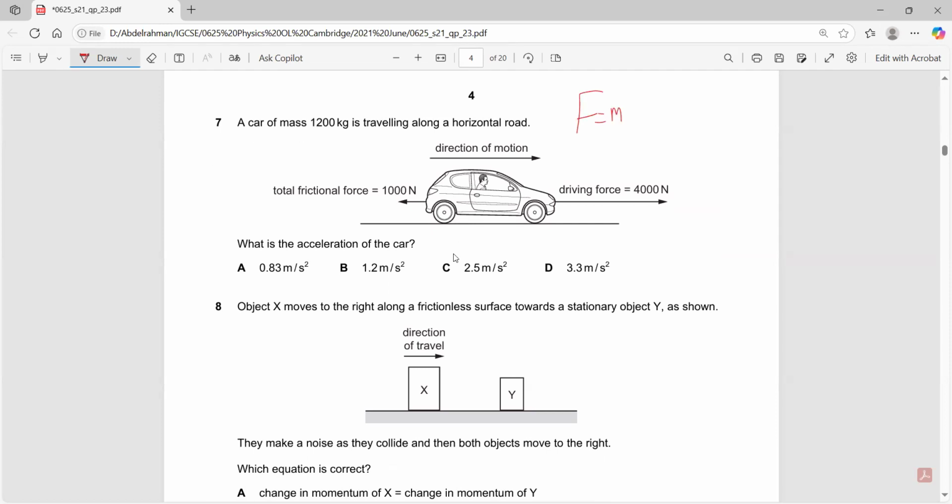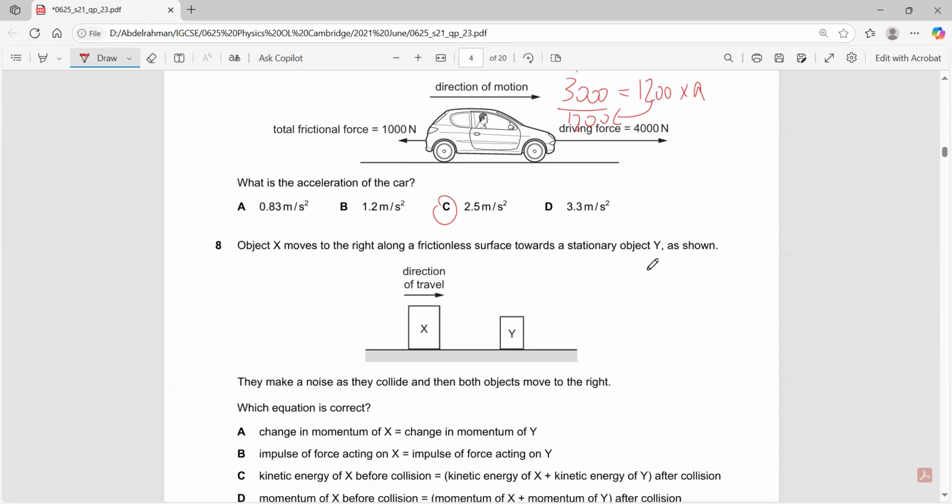Force equals mass times acceleration. But this force is the resultant force, which is equal to 3,000. Right? Driving minus resisting equals mass times acceleration. So you have the mass times the acceleration. So 3,000 divided by 1,200 is around 2.5, or it is 2.5 meters per second squared.